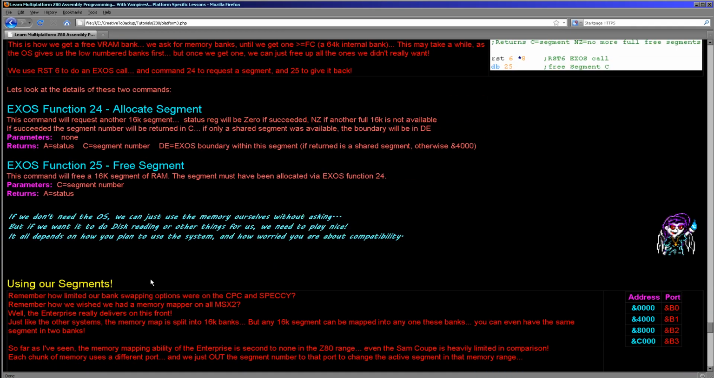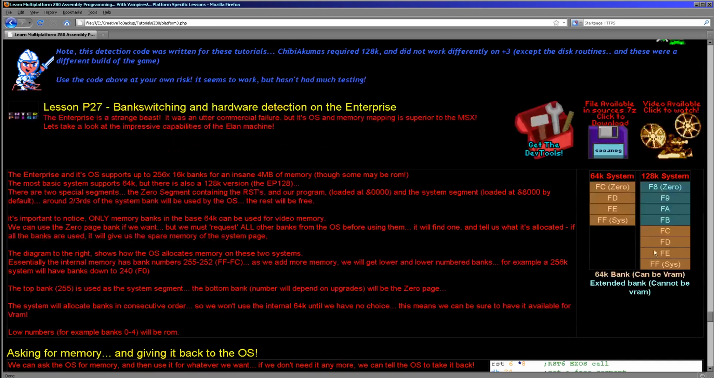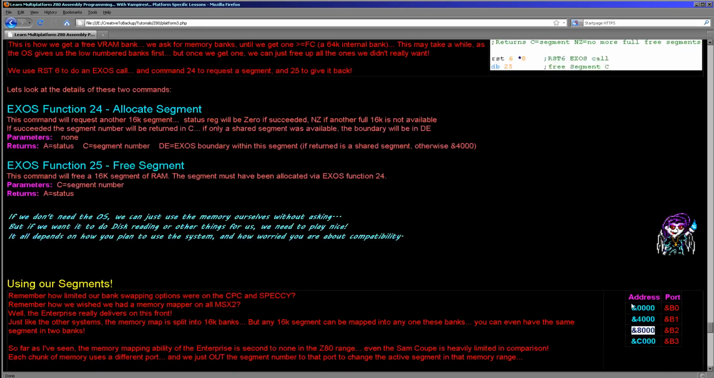So how do we actually use the segments once we've requested them from the system? Well, again, the Enterprise makes this really easy for us. There are 4 ports within the system, ports B0 to B3, and each of these handles a 16K bank of the system memory. All we do is add the number of the bank we want to page in to the port, and that memory area will be paged in. Of course, we'd have to be careful with the 0 range with B0 because that would affect our OS.